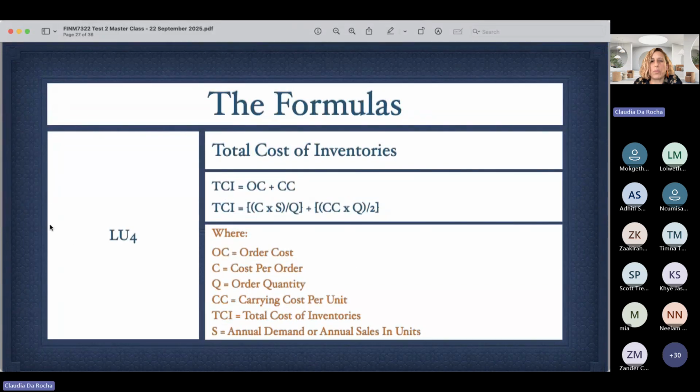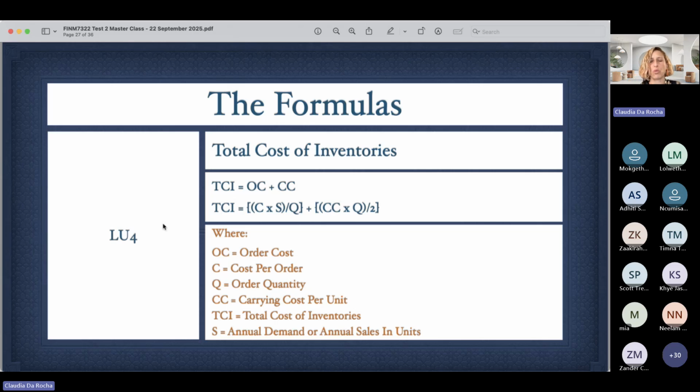The other formula that's quite important in terms of inventory management is your total cost of inventories. Be warned that when we say the total cost of inventories, it does not include the purchase price of inventory. So when you're dealing with an inventory question where they're looking at changes in credit terms, you need to take into account your inventory that you've purchased plus these items, which is your order cost and your carrying cost. So please make note of that.